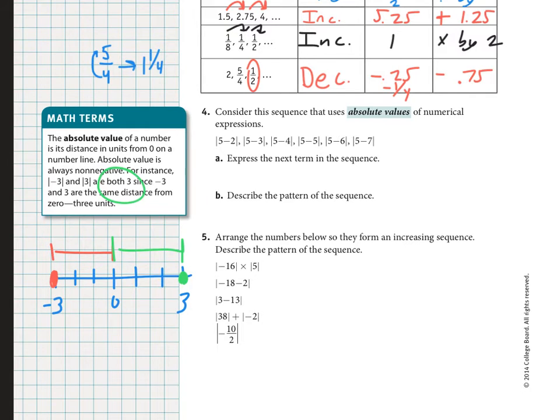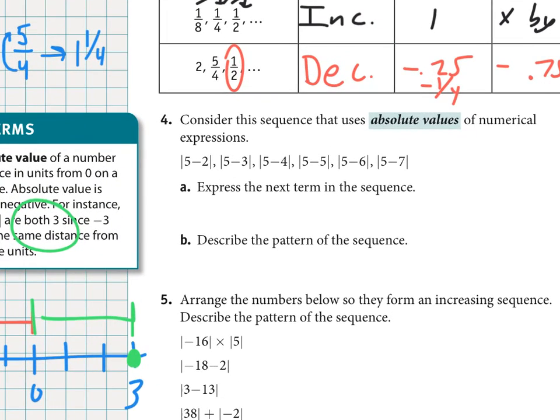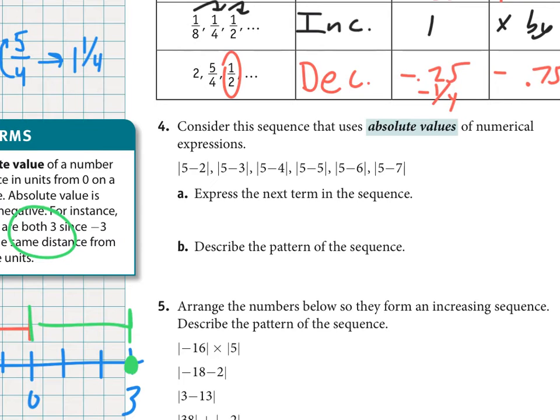Okay, so let's take a look. We've got a little example going, and we'll work this out as it goes. Let's consider the sequence that uses absolute values of numerical expressions there. Okay, we have the absolute value of 5 minus 2, the absolute value of 5 minus 3, and so on. So the absolute value of 5 minus 2, right? 5 minus 2 is 3. So this one is really just saying the absolute value of 3, which is, how far away from 0 is 3? It's 3 units away.